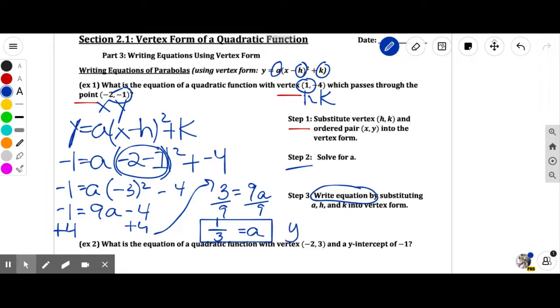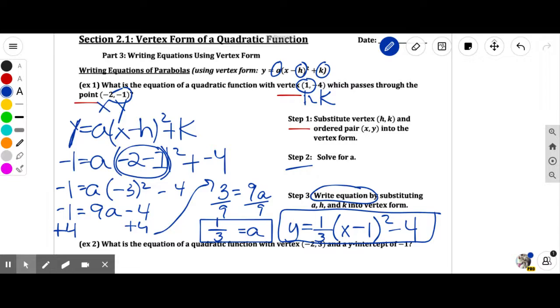So our equation would look like this. y equals, instead of a, we're plugging in 1/3. Then x minus h is 1. And then plus k is -4. So then this would be your equation. That would be your final answer.